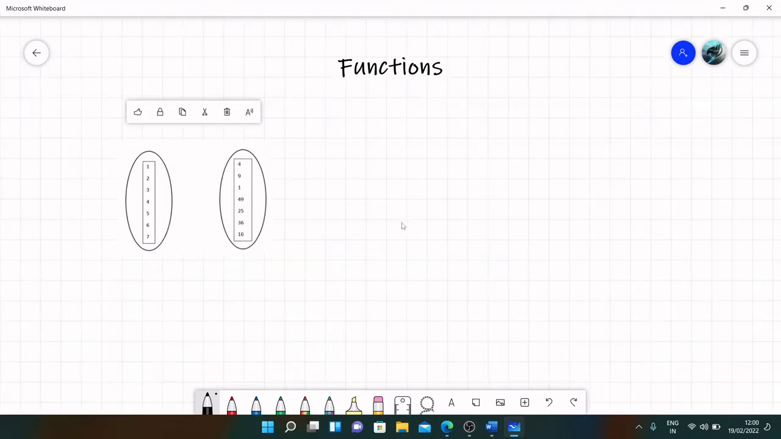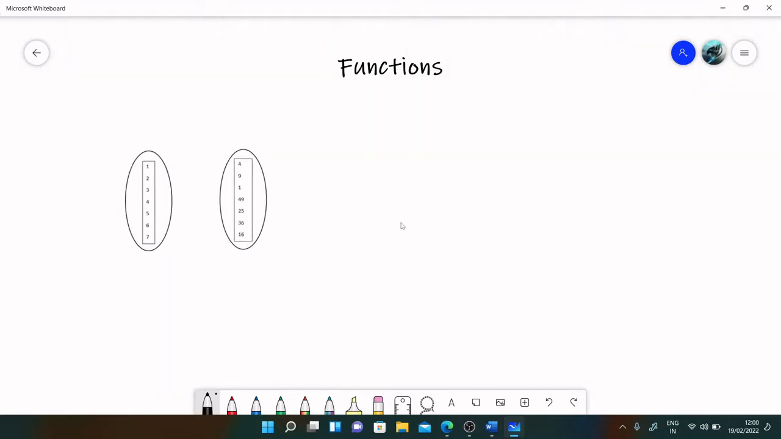This is a diagram of a function. It is not a complete diagram, but we will draw a complete diagram from this. This is our domain, while this is our range. Range is our answer, in other words, our output. Domain is our question, say input. It is our input.